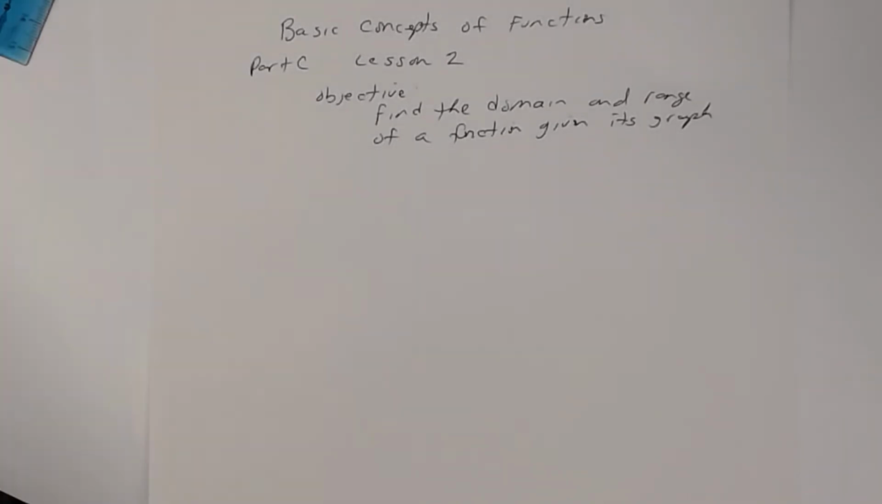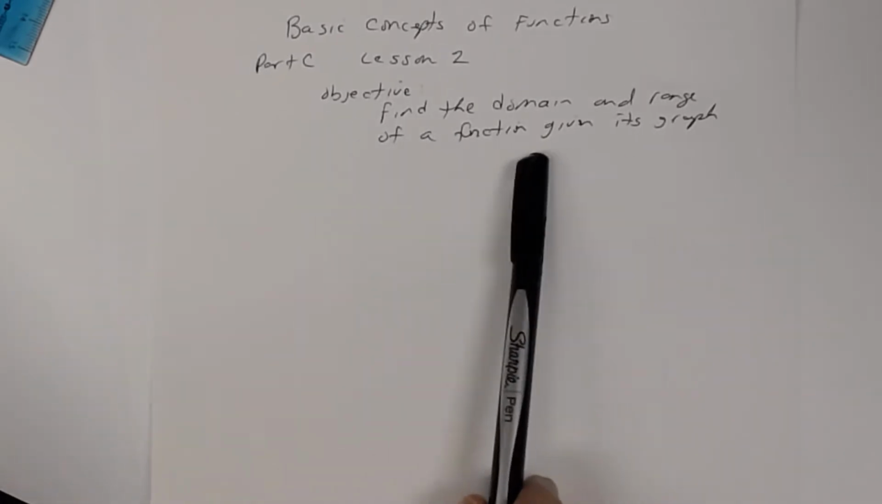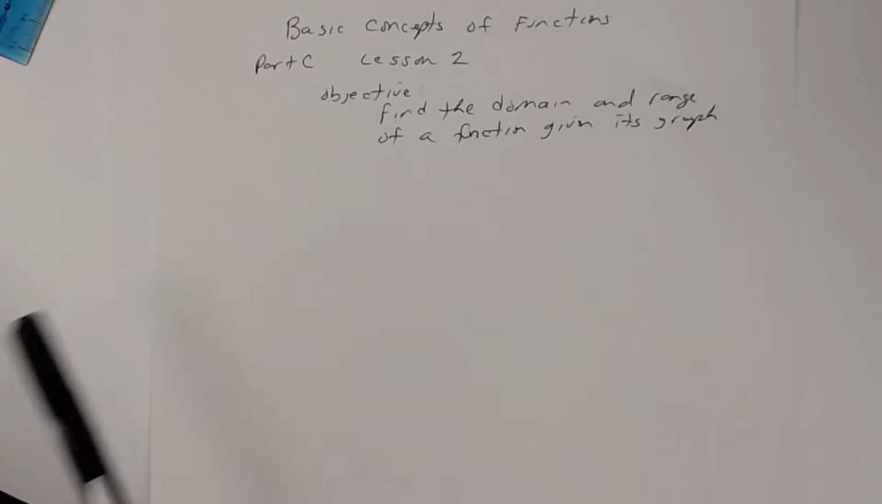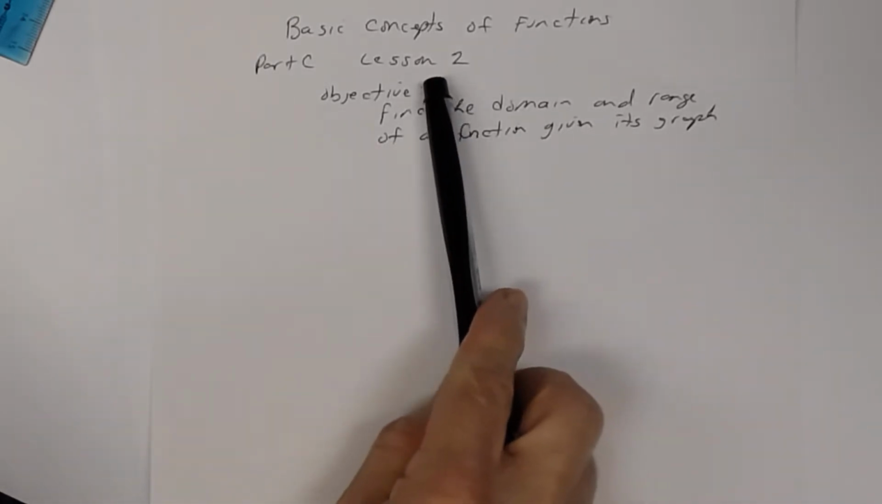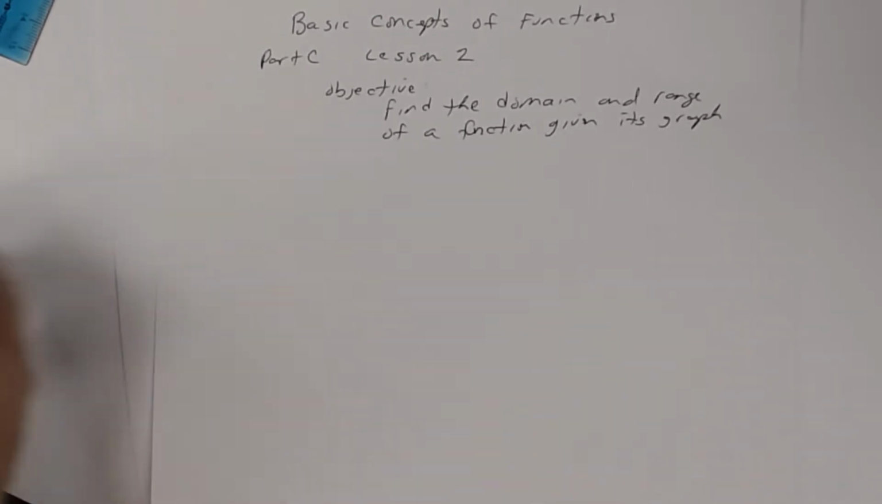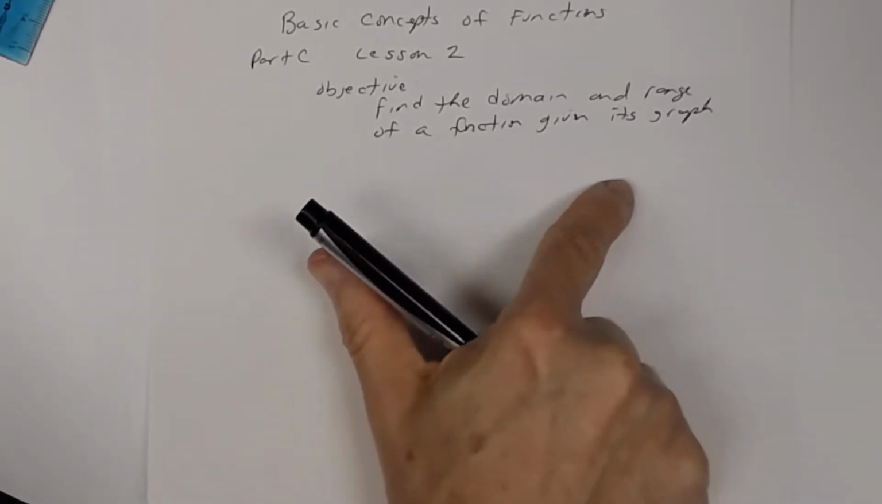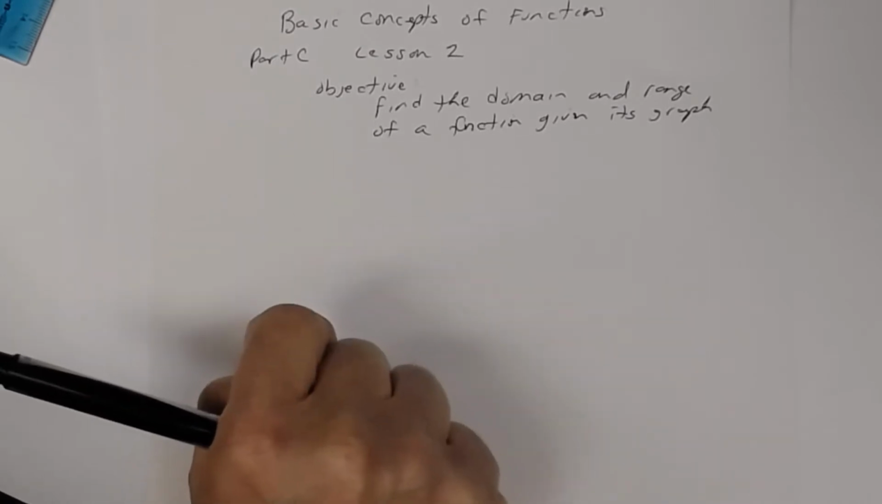Okay, so this is lesson 2 of part C. And remember, part C, our objective dealt with, given the graph of a function, find the domain and range. So make sure before you look at lesson 2 that you looked at lesson 1, because this is a continuation of that lesson. So remember in lesson 1 there were arrows on both sides. On the right side you had an arrow, the left side you had an arrow.